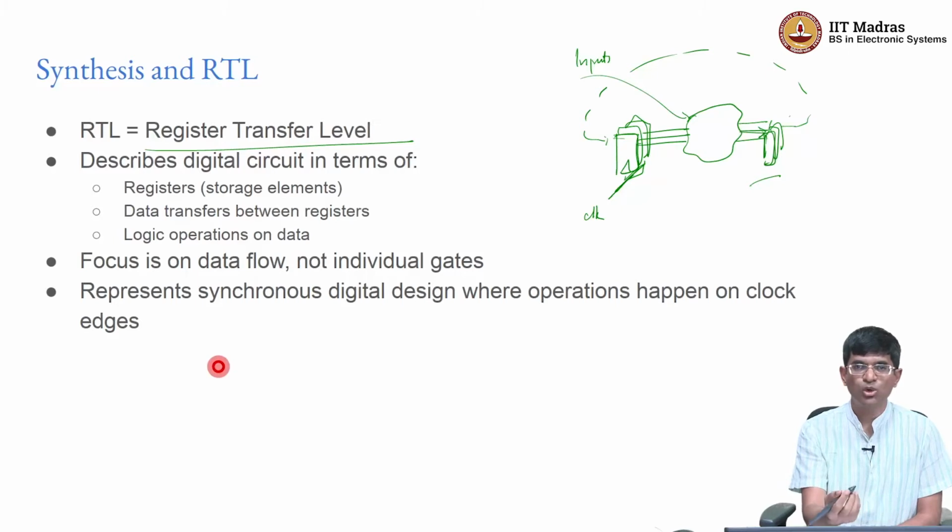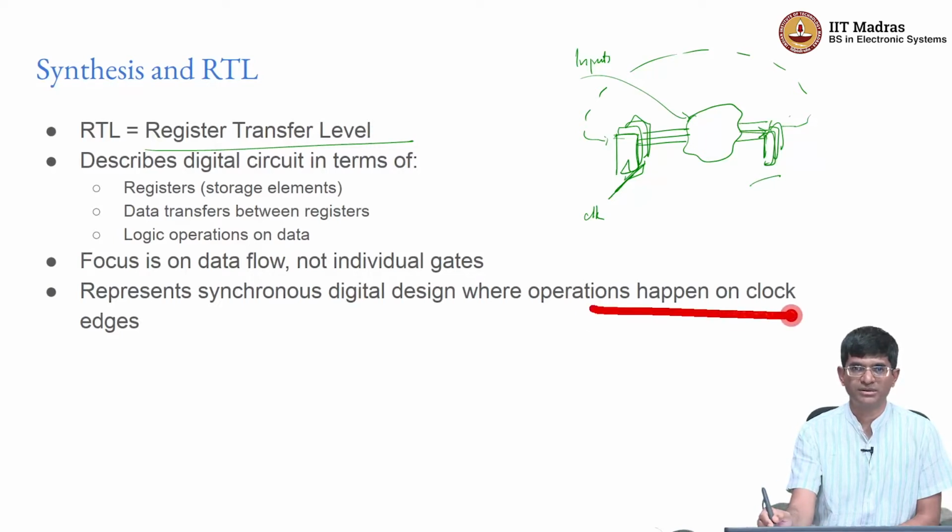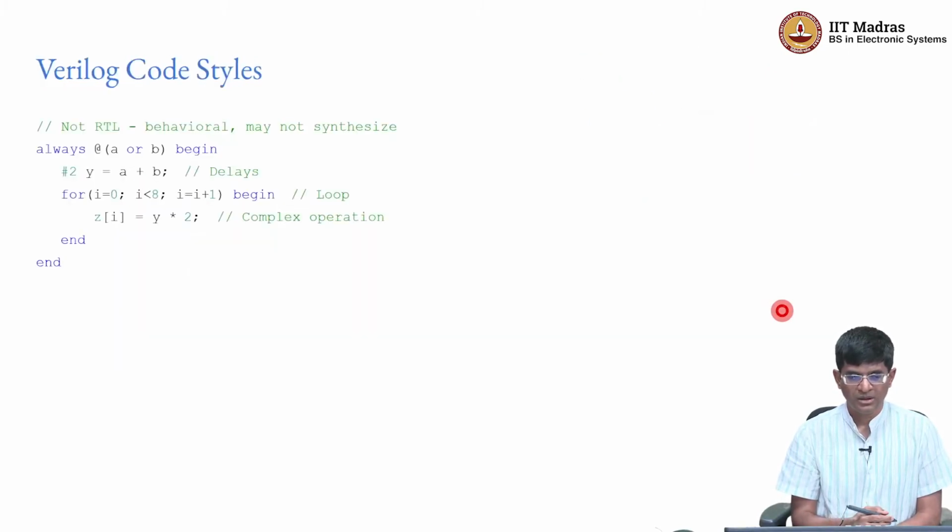This represents the most general form of synchronous digital design, and by synchronous digital design what I mean is a digital circuit where operations happen on clock edges, or rather where updates to state happen on clock edges. So this is an example of Verilog code which is syntactically correct but is not what we would call RTL, it is not register transfer level. Now let us try and understand why.